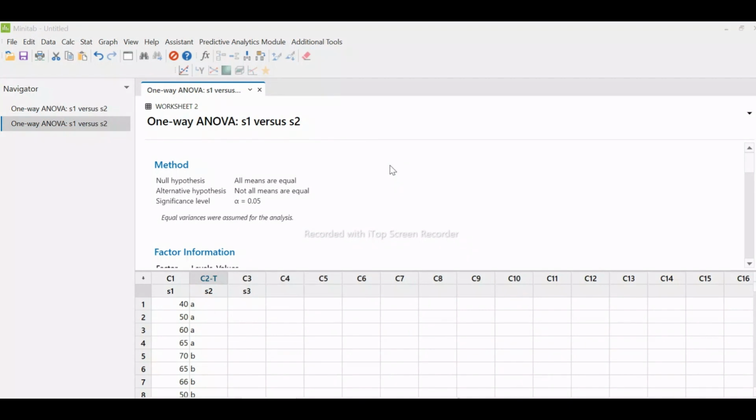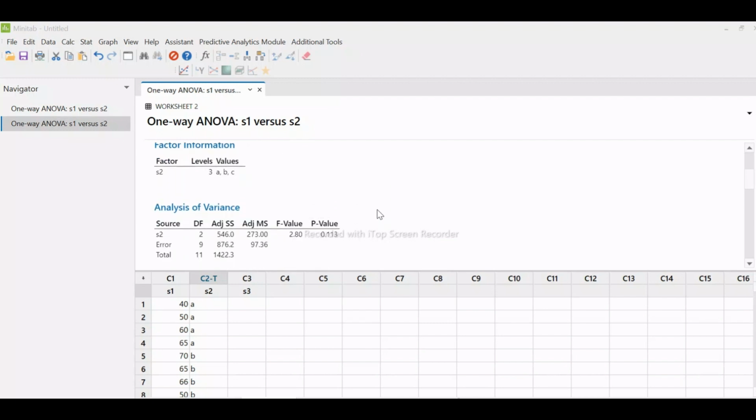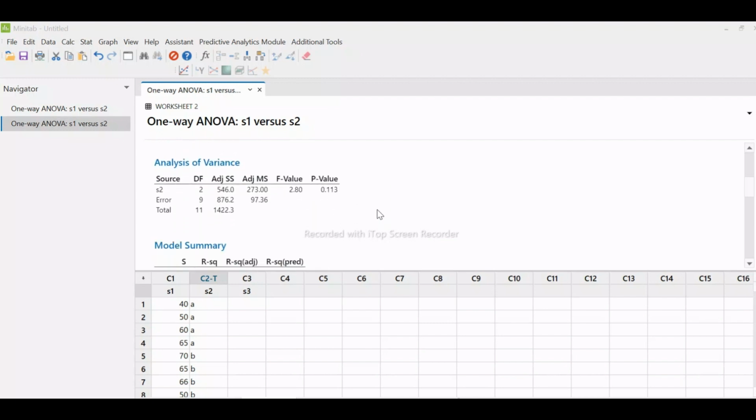So here we have results. Null hypothesis: all means are equal. Alternative hypothesis: not all means are equal, and the significance level is 0.05, which is general. Here we have three factors and the analysis of variance. We have the ANOVA table over here.